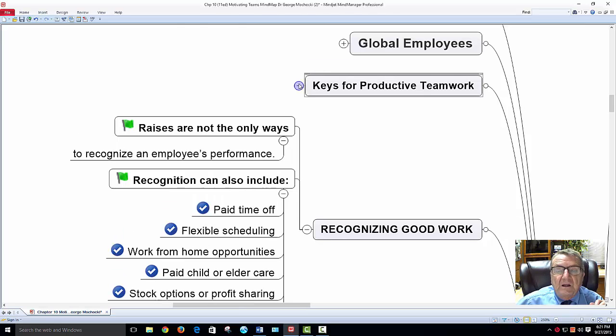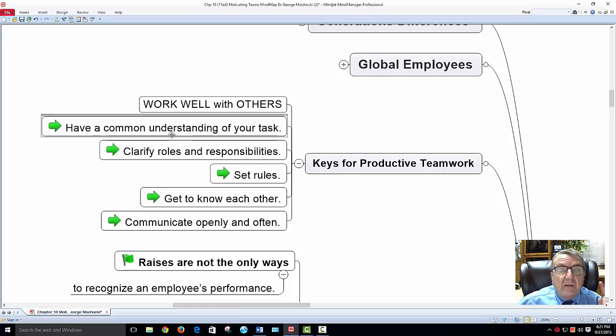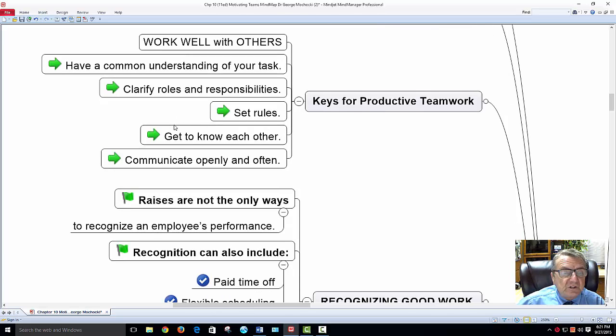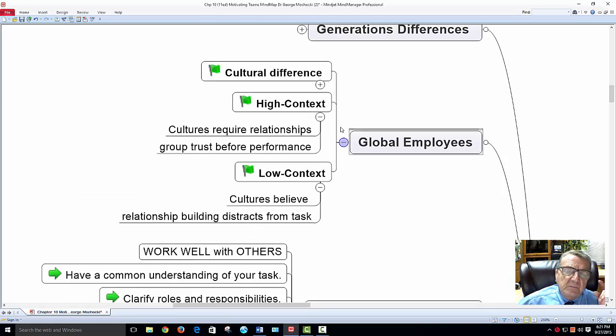Okay, now, keys for productive teams: work well with others, have a common understanding of your tasks, and clarify the roles and responsibilities. You have to set rules, get to know each other, and communicate openly and often. Okay, now global employees are a little bit different.